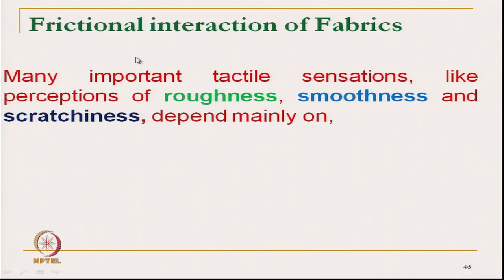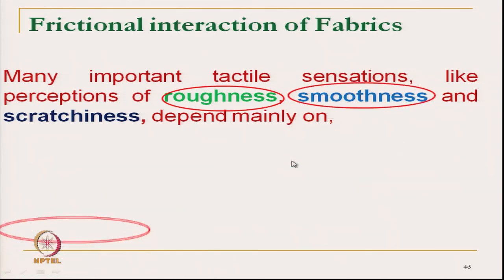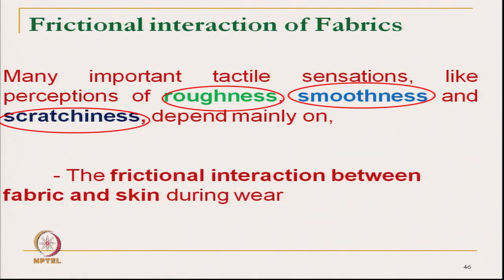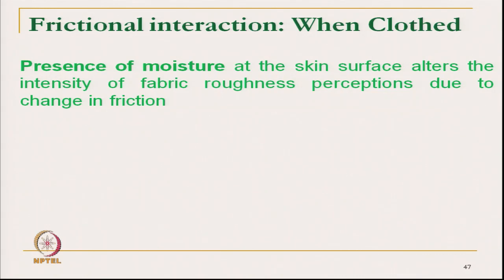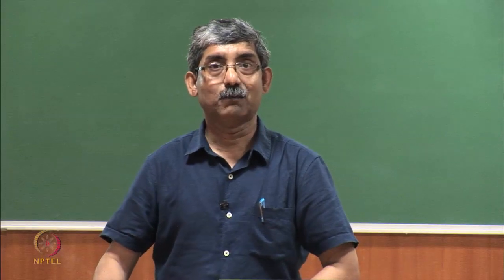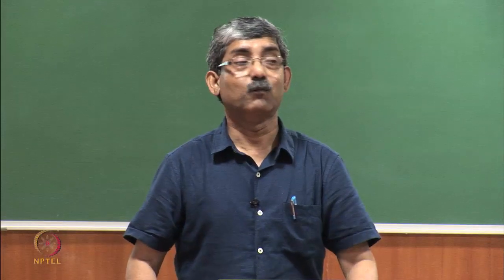Next is the fabric frictional interaction. So, these tactile responses, that is roughness perception, perception of smoothness and perception of scratchiness, are directly or indirectly related with the frictional characteristics of fabric. These are basically dependent on the frictional characteristics between fabric and skin. So, the frictional characteristics is one aspect, but the perception of roughness increases with the increase in moisture content.